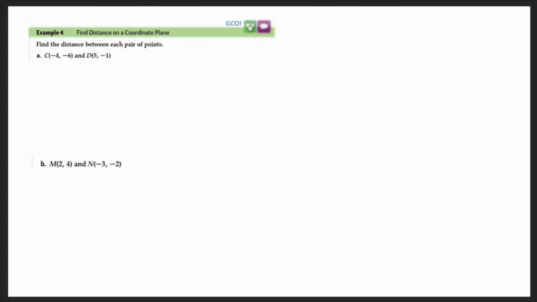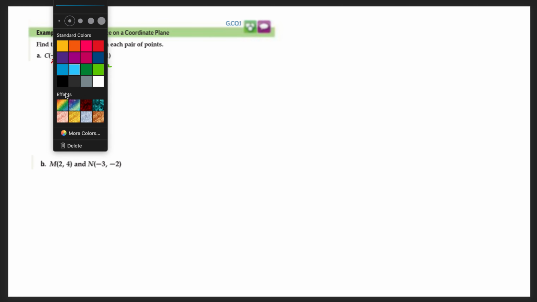So find the distance between each pair of points. I'm going to label C as my x1, y1, and I'm going to label D as my x2, y2. It would not matter if I labeled it the other way around. What matters is I keep them the same. So my distance here is going to be CD, because that's what I'm trying to find.